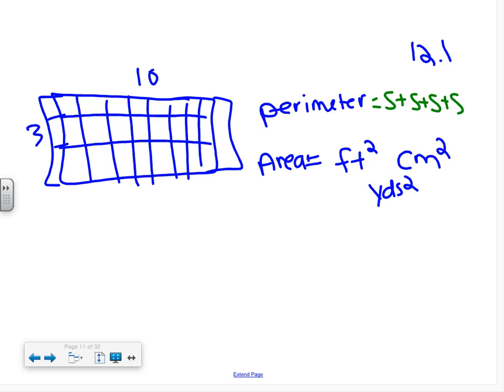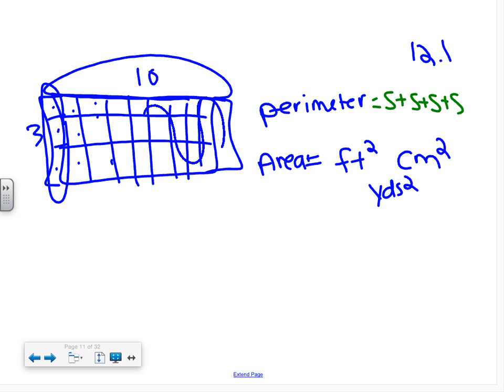Well, nobody has time to count all of these individual things. So instead what we realize is if you take how long it is, or the length, and you multiply it by how wide it is, then you can figure out how many total squares are in the inside. That's why for area, we do length times width, okay? And then whatever our answer is, it's in feet or yards or centimeters squared. In 5th grade, what you're going to learn about is volume.